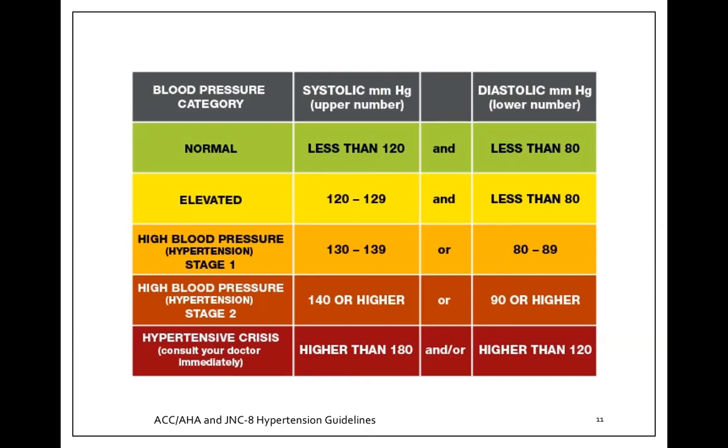What we now consider high blood pressure is anything above 130 up to 139 or diastolic 80 to 89. And this we refer to as stage one hypertension. This is oftentimes where you see people being put on medication for hypertension. What we consider stage two now is 140 or higher systolically or diastolically 90 or higher. What we used to consider that line, where anything above 140 over 90 would be considered hypertension, we now consider stage two.